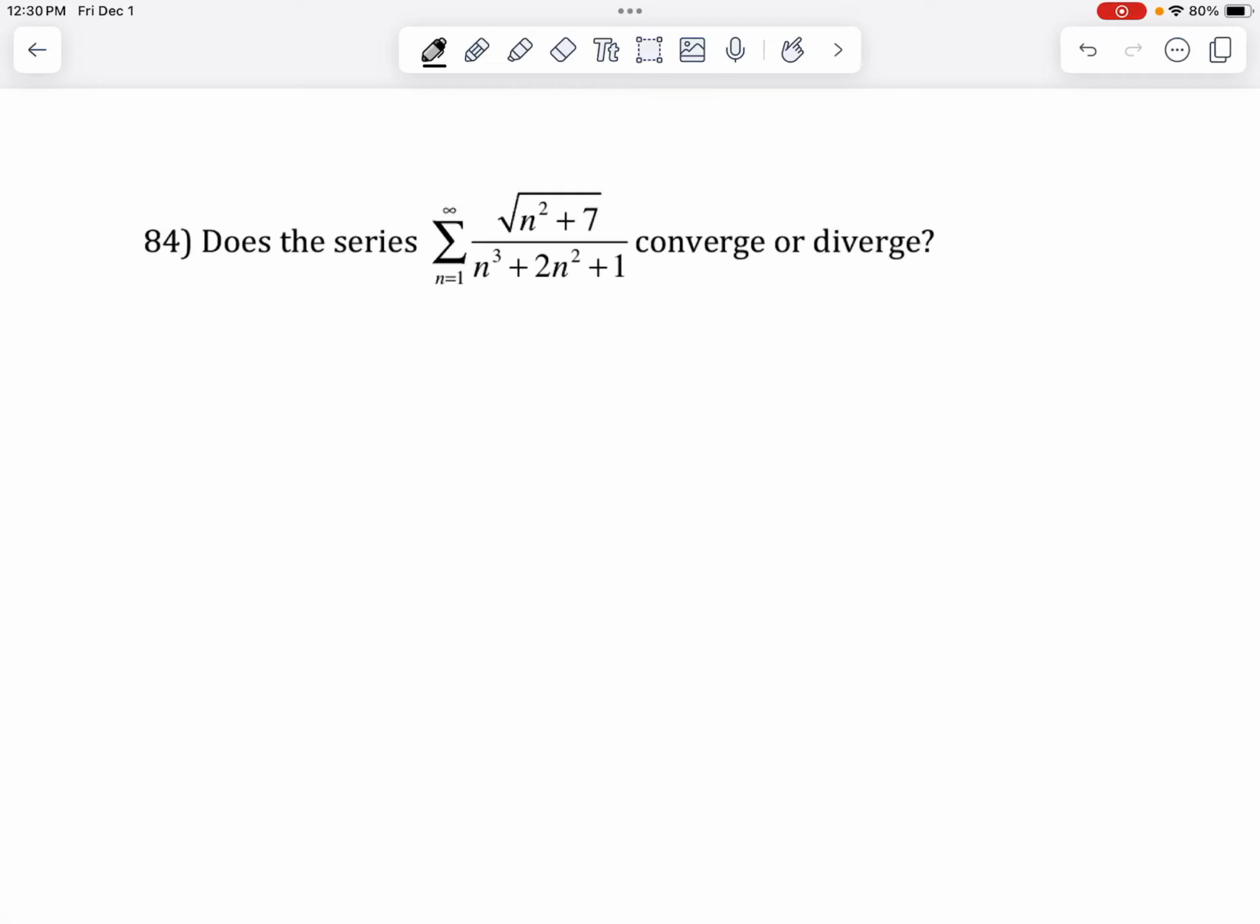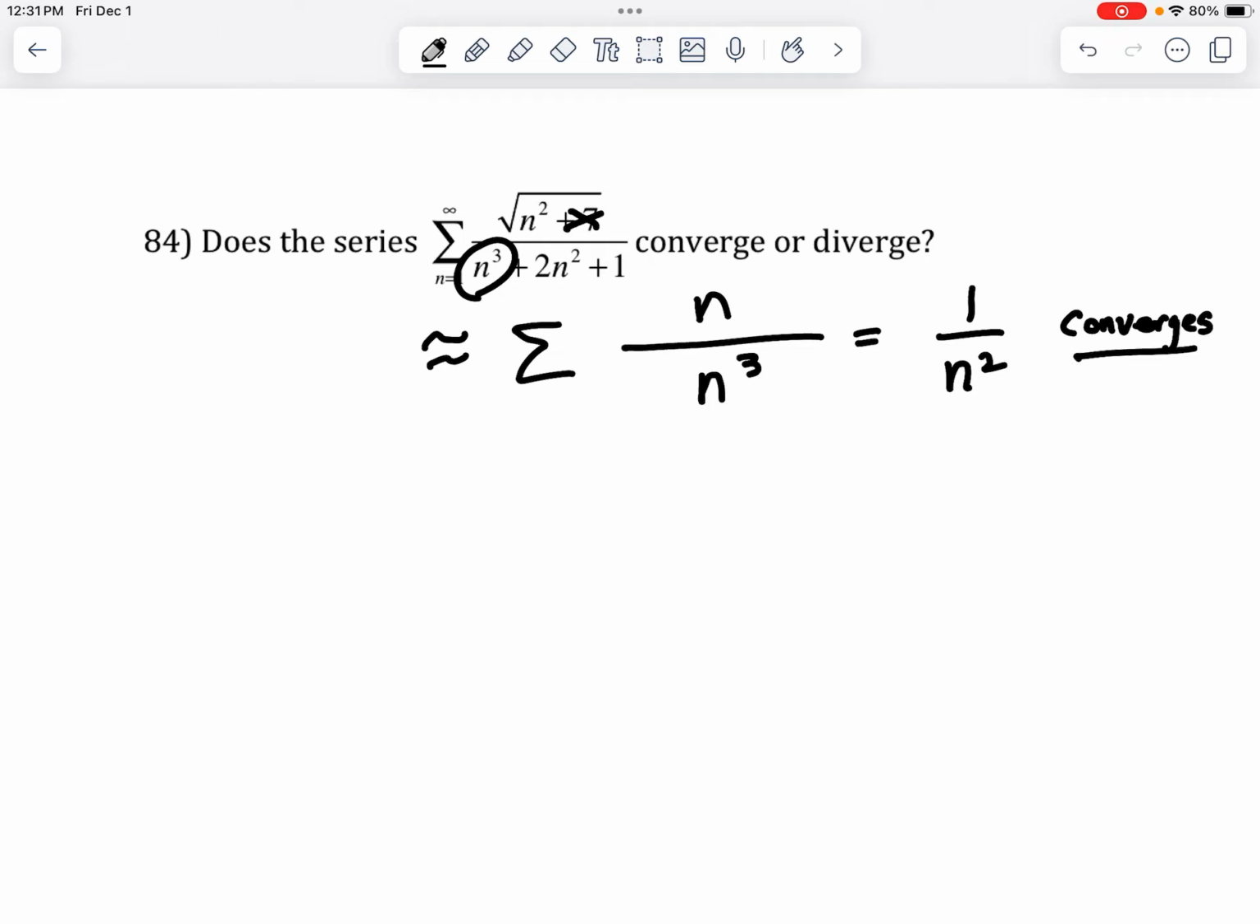Well, with this series, the first thing I'm going to do is estimate it. So this would be approximately like having the series. On the top, the 7 isn't really important. There would be the square root of n squared, so that's just n. And as far as the bottom, the most important thing is the n cubed. That's the most powerful term. And then this is going to be 1 over n squared, and that's a p-series that converges.